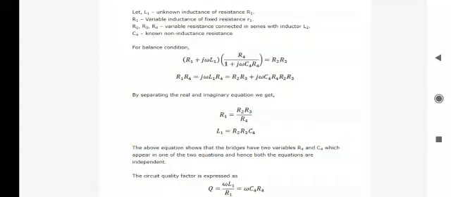So in order to determine the quality factor of the circuit, Q equals omega L1 by R1, which can also be written as omega C4 R4. So this is how we can measure the inductance by the Maxwell bridge.